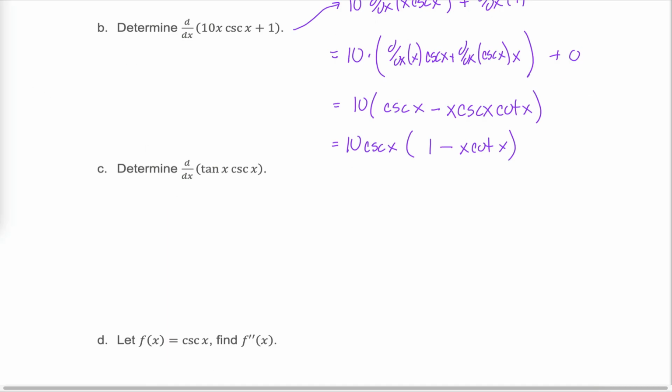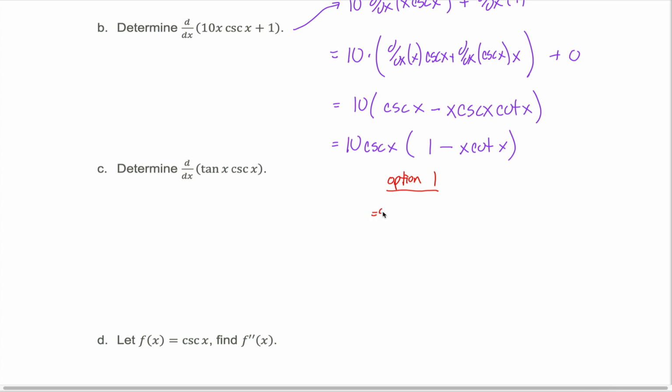Let's see if we can squeeze 2 more examples into this video. What if you're taking the derivative of tangent of x times cosecant of x? At least 2 options here. Option 1, you're like, I'm so good with calculus, I'm not even going to think about any algebra, I'm just going to work. I see something times something, I immediately think product rule.